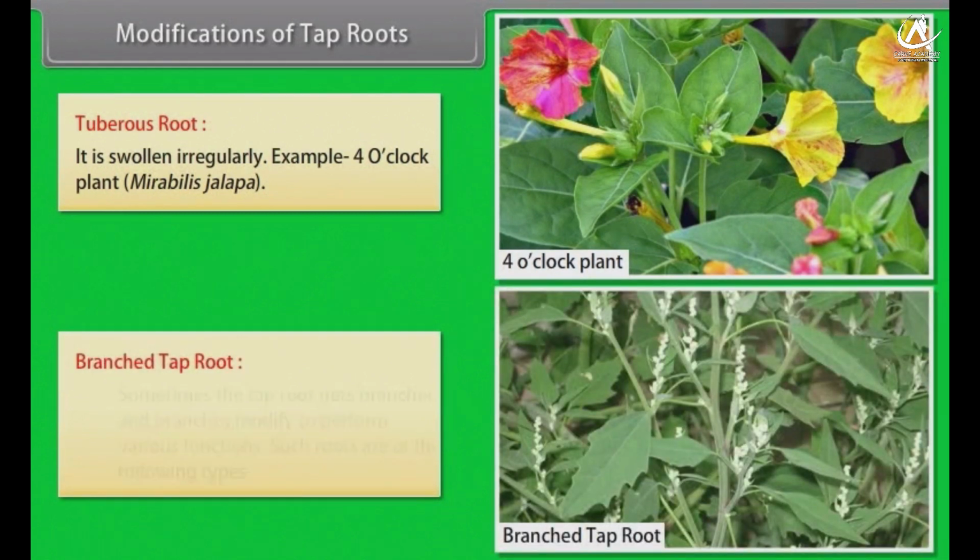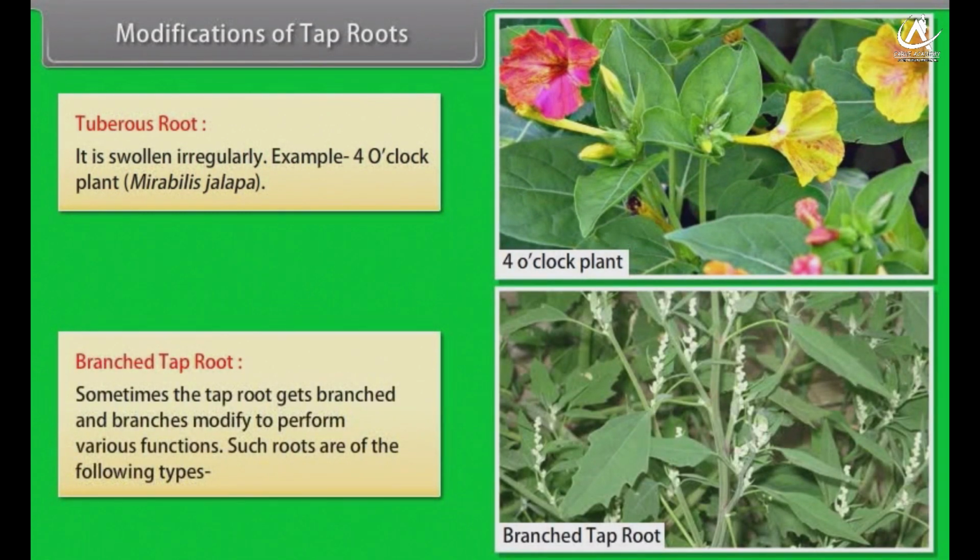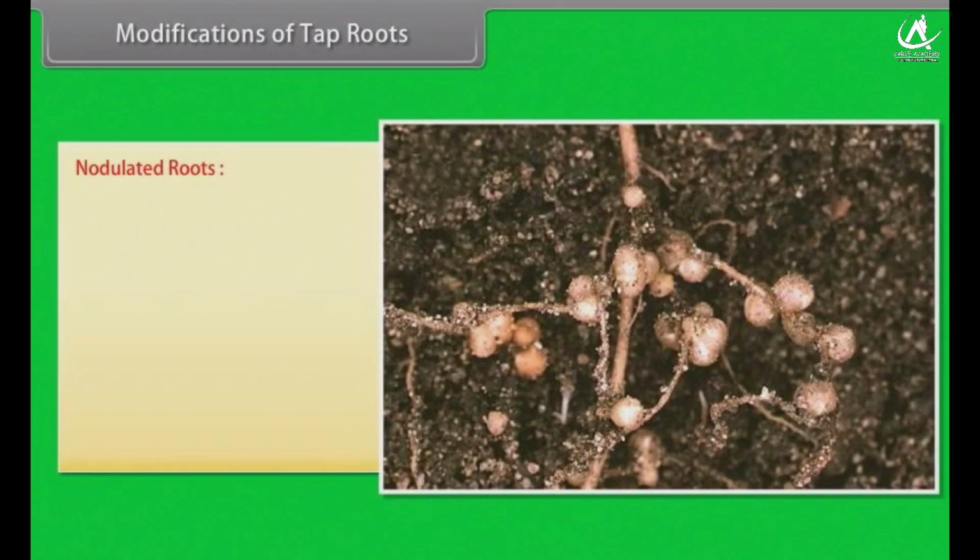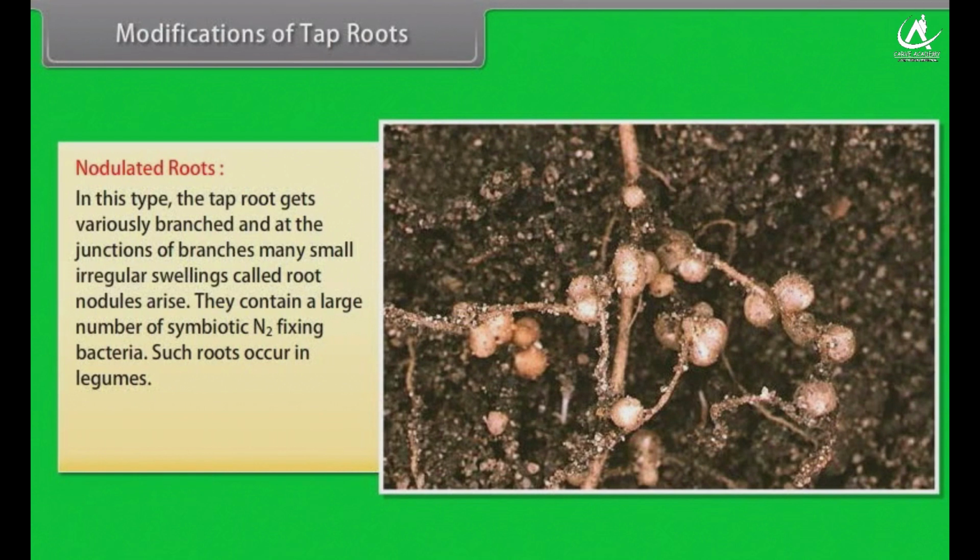Branched taproot. Sometimes the taproot gets branched and branches modify to perform various functions. Such roots are of the following types. Nodulated roots. In this type, the taproot gets variously branched, and at the junction of branches many small irregular swellings called root nodules arise. They contain a large number of symbiotic N2-fixing bacteria. Such roots occur in legumes. Example, Rhizobium leguminosarum.